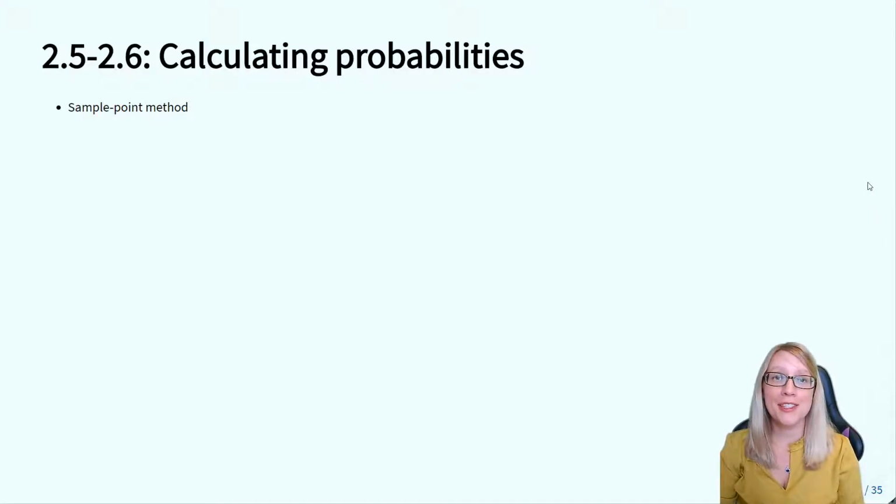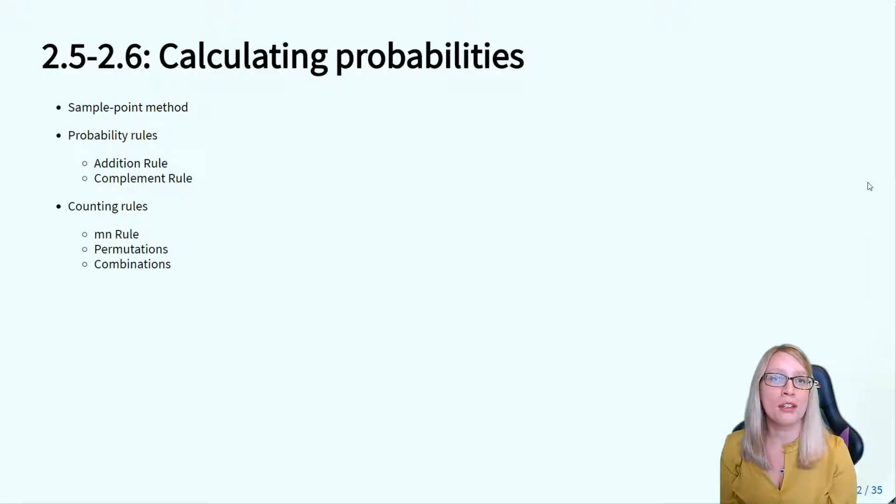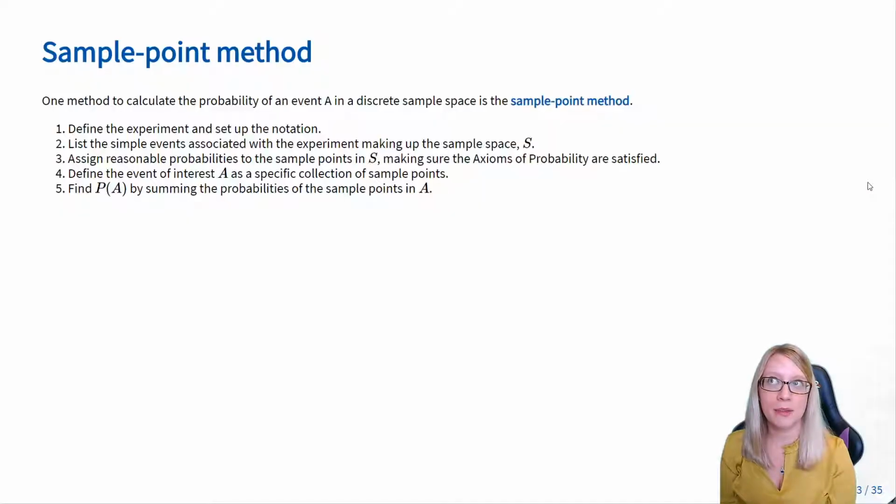So we will first lay out the sample point method, which is an incredibly useful tool for finding probabilities if there's not too many outcomes. We'll talk about some general rules that can be applied for finding probabilities, namely the addition rule and the complement rule. We'll also talk about some ways to figure out how many ways something can occur if you have a large sample space. So let's get started.